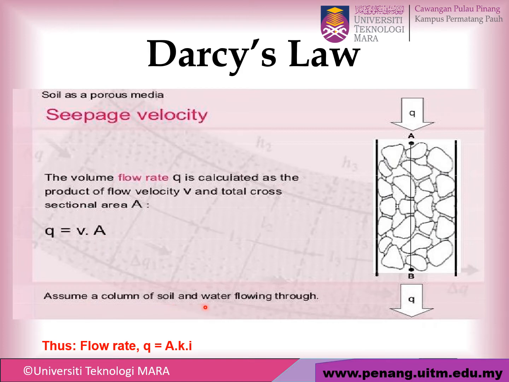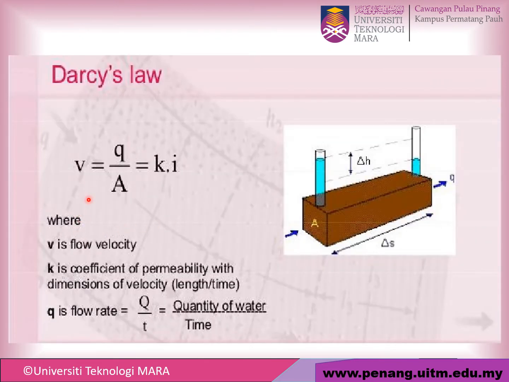Assume a column of soil and water flowing through. Look at this. If the water flows from A to B, you have to determine the discharge. Discharge is V times A. Alright, thus flow rate Q is equal to A times K times i, because V is equal to K times i.